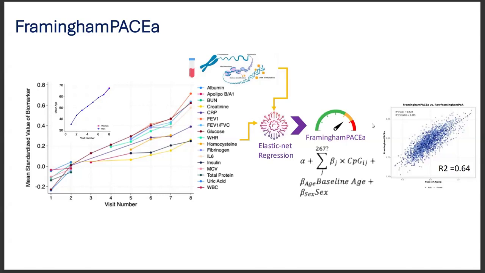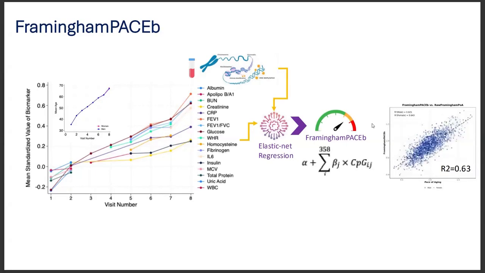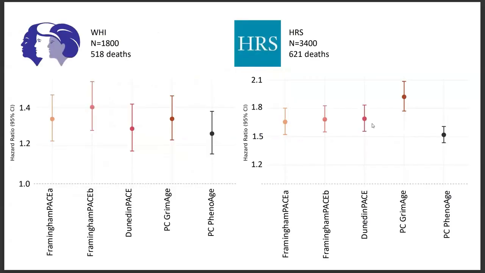Okay, so anyway, that's long and technical, but we also did the same thing and left out the age and sex as unpenalized covariates, just so we had a pure methylation-only version of the algorithm as well. And it gives us essentially the same quality of prediction. They are predictive of mortality.